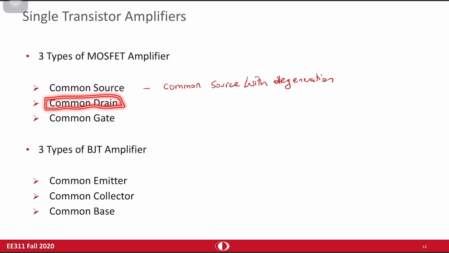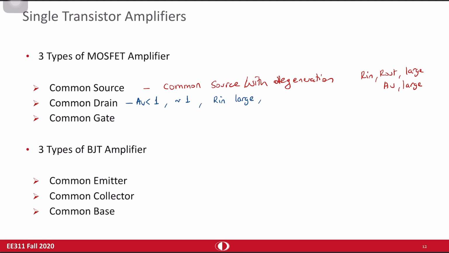Input resistance is still high, but the gain is almost 1. So let's write these very quickly. Common source and common source with degeneration: Rin is large, Rout is large, AV is large. Of course, with degeneration, AV decreases a bit. For common drain, gain is less than 1, but with a good design, you can make it like 1. Rin is large, Rout low. So this is like a good voltage buffer.